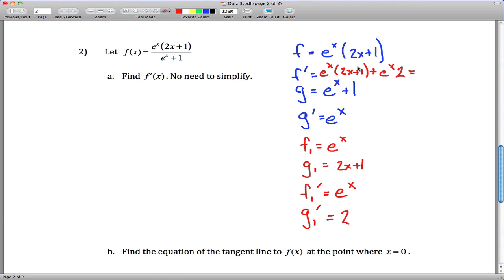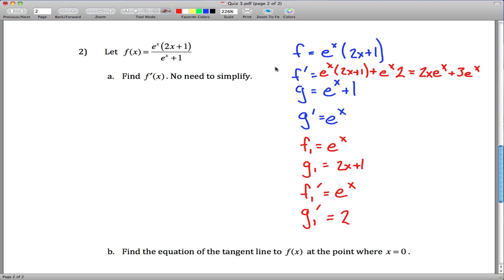But if you distributed this e to the x through, you'd have 2x e to the x, and then you'd have 1 e to the x plus 2 e to the x, which is 3 e to the x. So again, either of these are completely fine. I'll use the second one. If it doesn't take a whole lot extra work to simplify, do it even if it's not necessary.